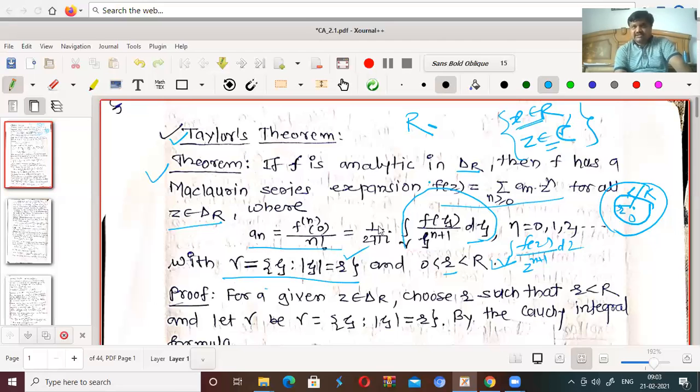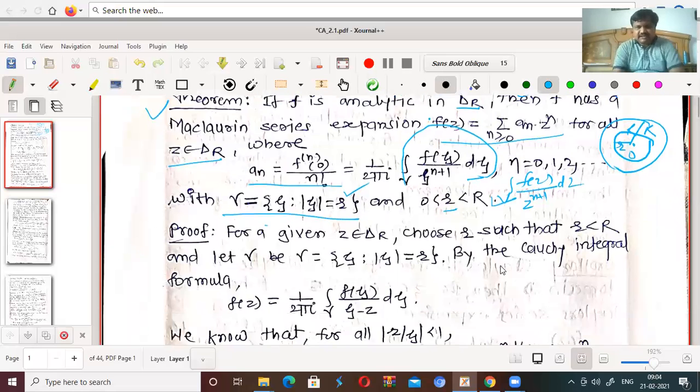And already in power series we have discussed a_n is given by 1 upon 2 pi i integral over gamma f of z upon z raised to n plus 1 dz, or f of xi upon xi to the power n plus 1 d xi, with gamma a circle having center at origin and radius small r, and that radius is strictly less than capital R. We'll go for this. For a given z in this disk, we choose small r such that small r is less than R, and let gamma be a circle having center origin and radius r.